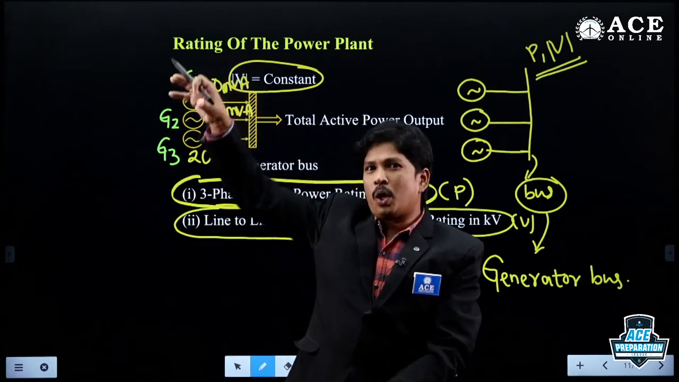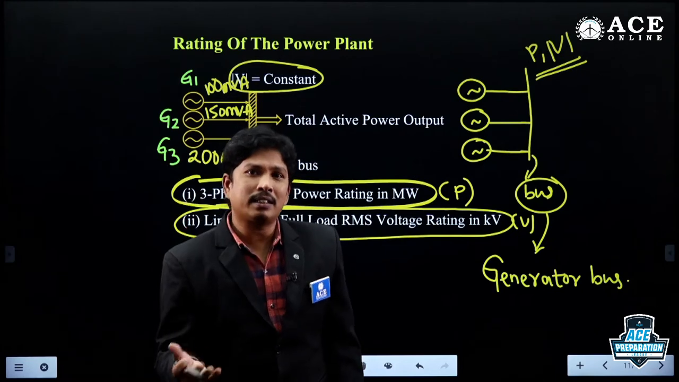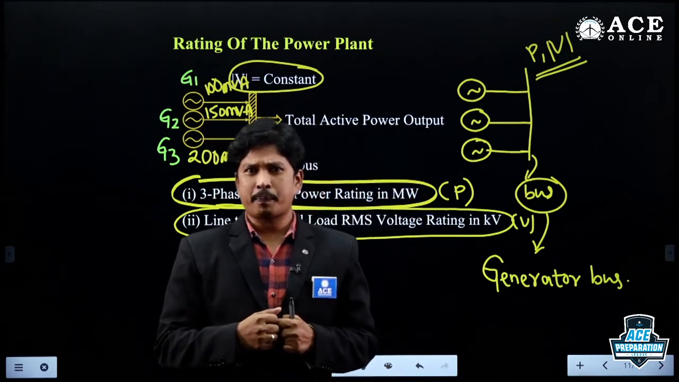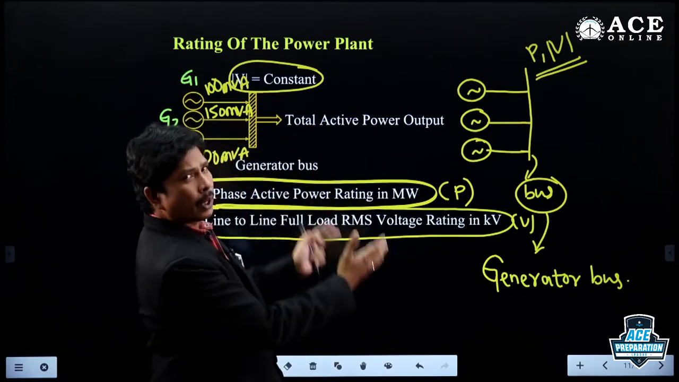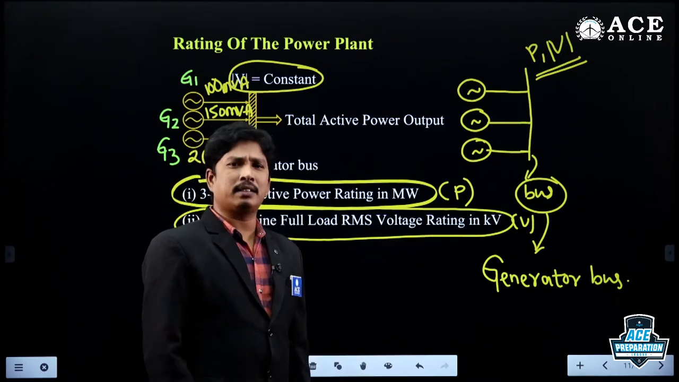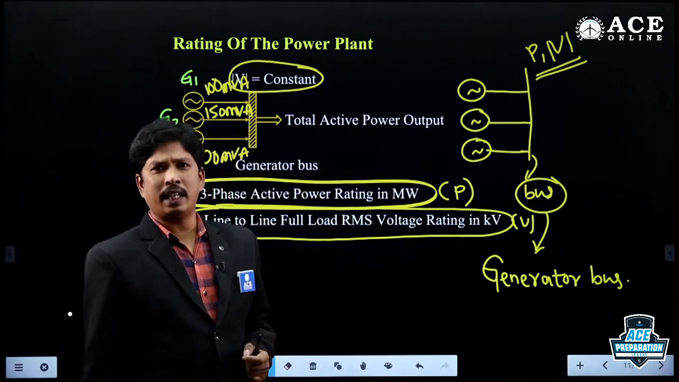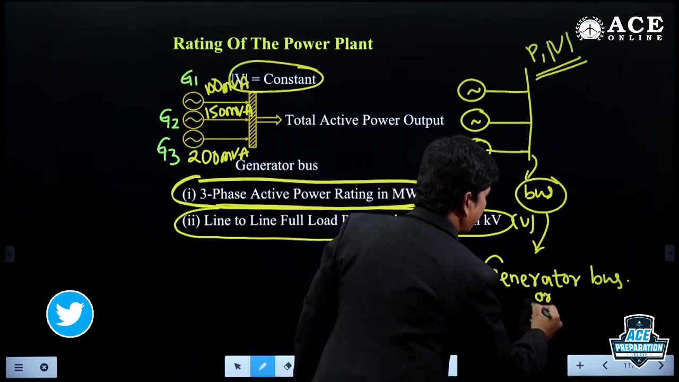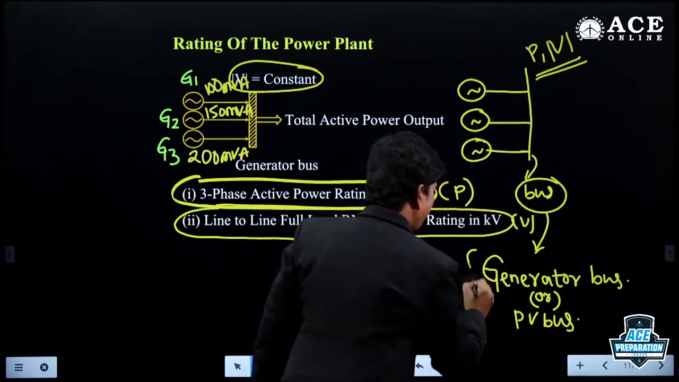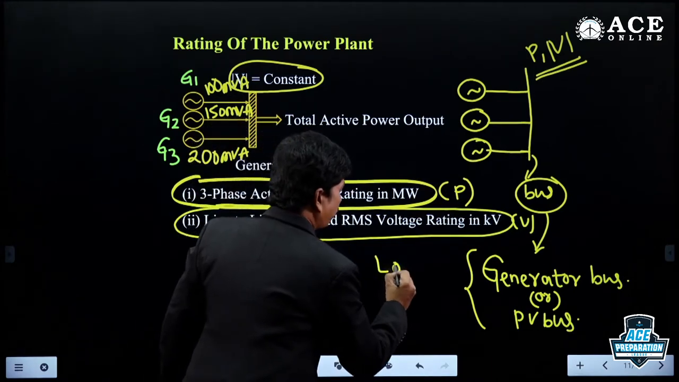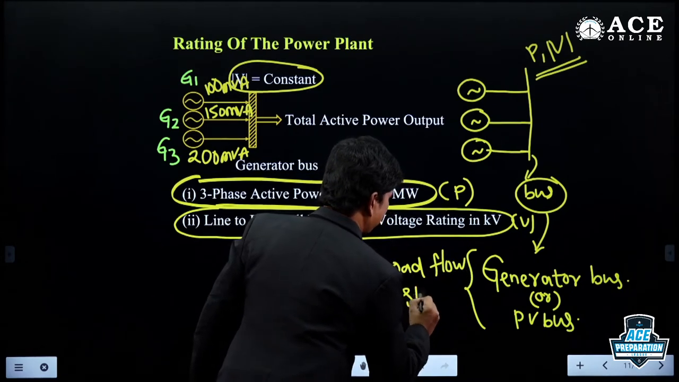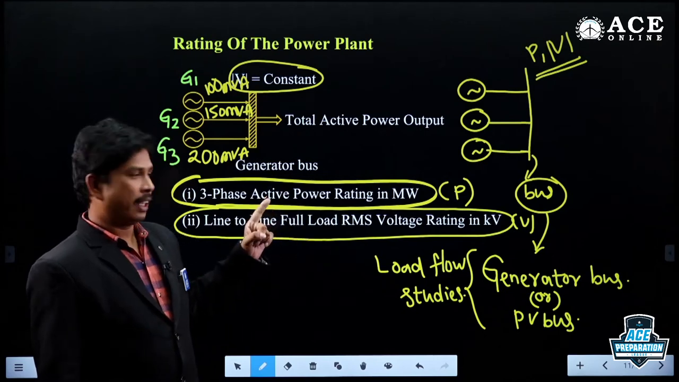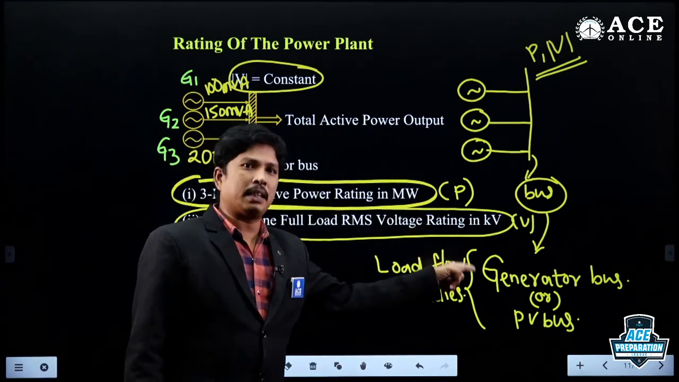Now, while going for the load flow analysis, a generator bus is always called a PV bus. We have studied load flow studies in our academics. Why is a generator bus always called a PV bus? Because its nameplate details are available there. Go there, take the data. Therefore, a generator bus is always called a PV bus. Remember, this is for load flow studies. Is it clear, everyone? I think it is clear. It is one of the most important points. In load flow studies, a generator bus can always be treated as a PV bus.